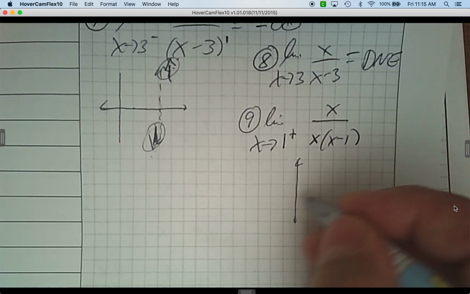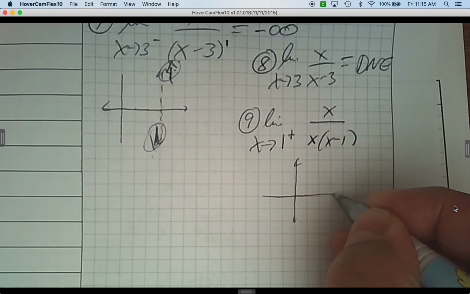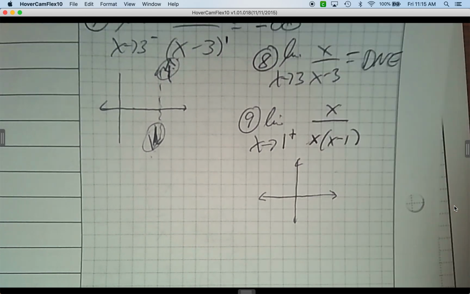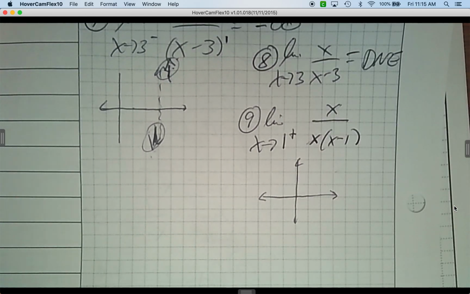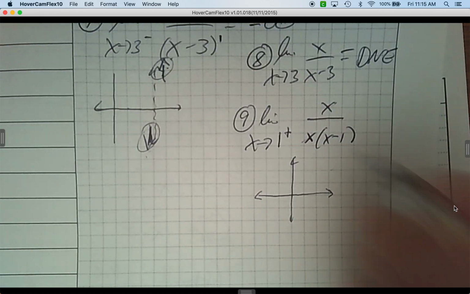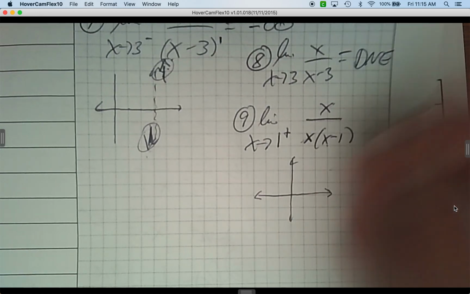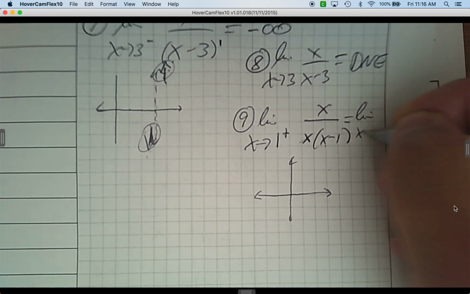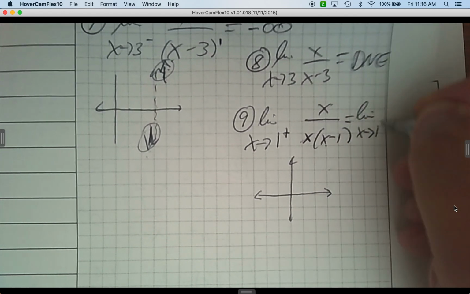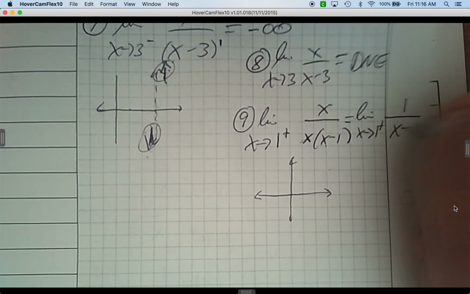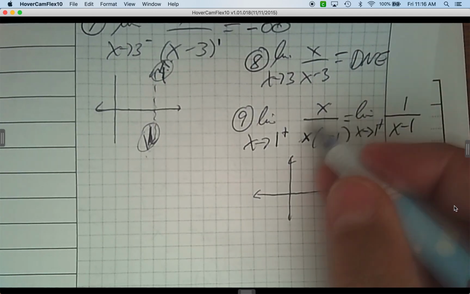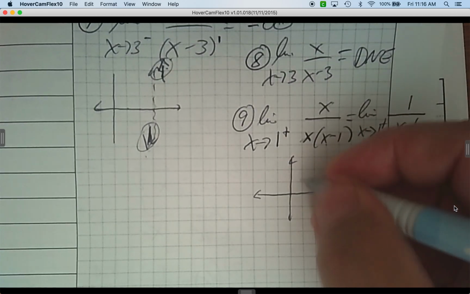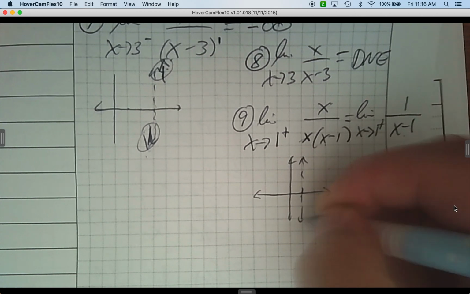Now I want you to notice we have a hole here and an asymptote. Do you know where the hole is? Do you know where the asymptote is? What gets removed is x. Make it equal to 0. There's a hole when x is 0. Where's the asymptote? What's left over here is that I can remove the x and have 1 over x minus 1. So the hole got removed, but the asymptote remained.